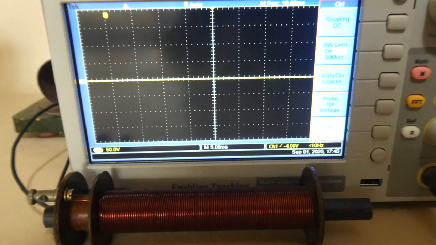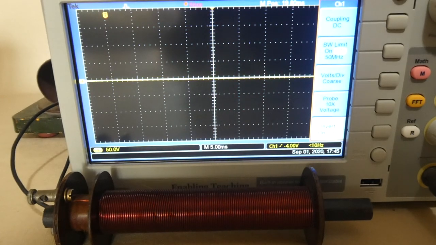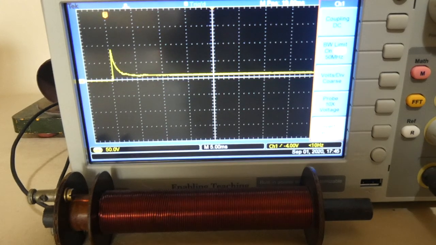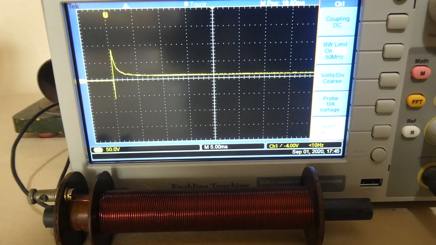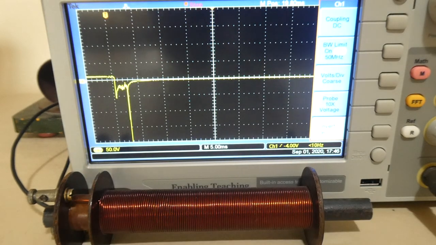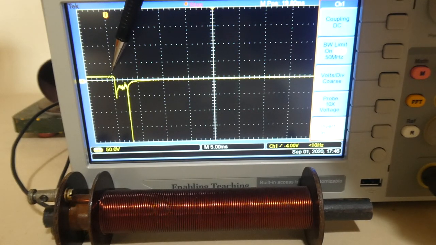Try and get the switch off. So switch on, switch off. That's lousy. Switch on, switch off. Switch on, switch off. Come on, scope. Switch on, switch off. I'll take that. So we're now running at our supply voltage of 2 volts.